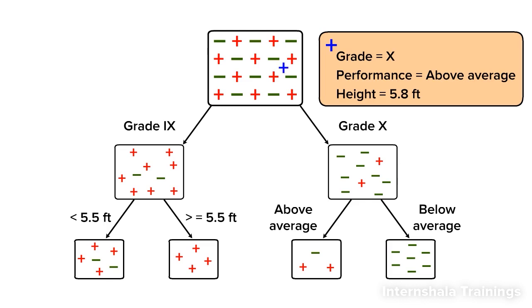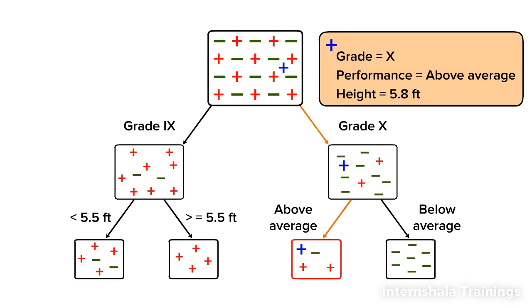In this case, the student belongs to the grade X. As a result, the new student moves to the right node as shown by the orange arrow in the picture. Now, the new student is a part of the decision node to the right. As we can see in the picture, the next decision to be made is on the basis of performance. As the recorded performance of the new student is above average, the new student lands on the terminal node to the left as shown in the image on the screen.